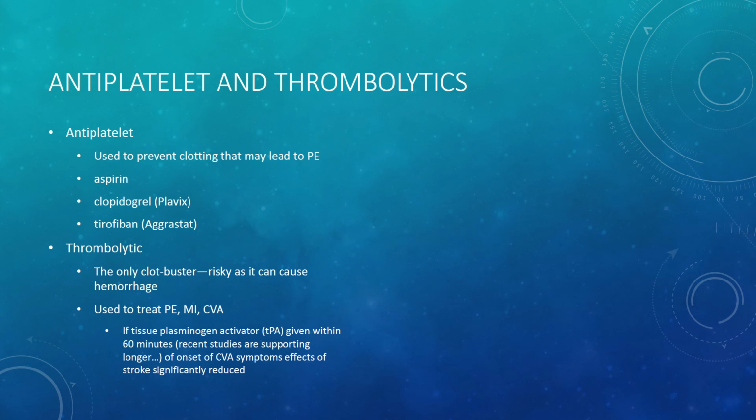TPA, which is tissue plasminogen activator, is the most common, and this is what we push for CVA, and if given within 60 minutes, and recent studies are even supporting longer, I've read some stuff up to like 4 hours of the onset of CVA, the effects of that stroke are significantly reduced. So for a pulmonary embolism, if it was an especially large or dangerous one or was causing significant respiratory distress, we might use a thrombolytic to try to break up or reduce that clot. Typically, we're going to just go with the anticoagulant treatment that we described before, but this could certainly happen.